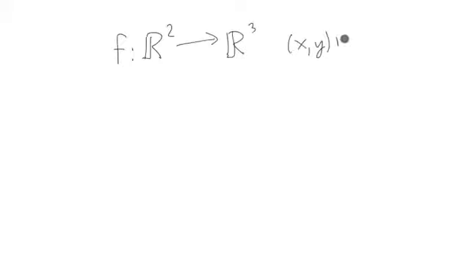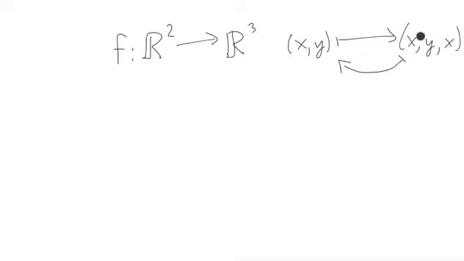Let's take a look at an example of a function and a left inverse of it. Suppose we have f from R2 to R3, and it's defined by (x, y) being sent to (x, y, x), or something like that. Well, what if we go backwards? So, inverse for this.